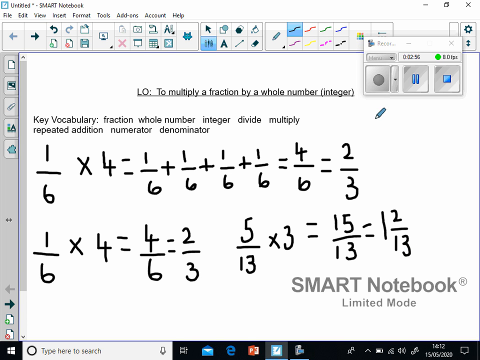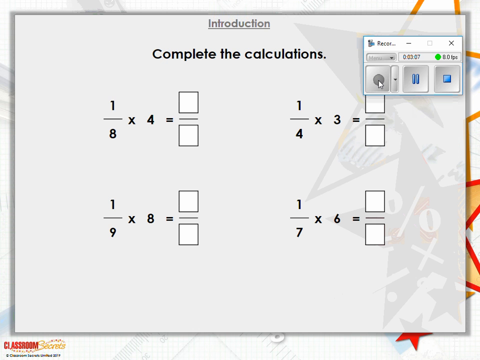Now I'm going to show you a PowerPoint. I'd like you now to see if you can work out the answers to these calculations. We've got 1/8 times 4, 1/4 times 3, 1/9 times 8, and 1/7 times 6.